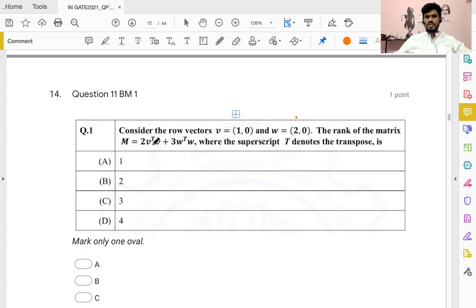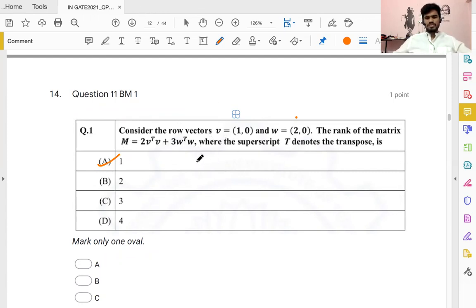V transpose V rank is at max 1, and this is not a really independent vector. You are not getting anything independent out of it. With one vector you are only getting rank 1. So if you use that, M should have a rank of 1.